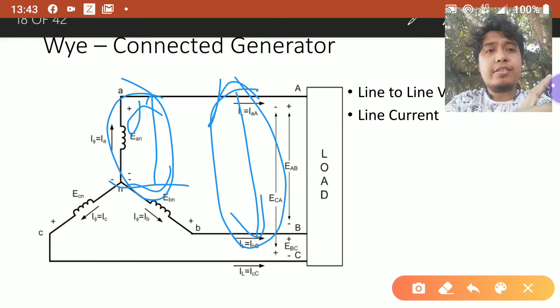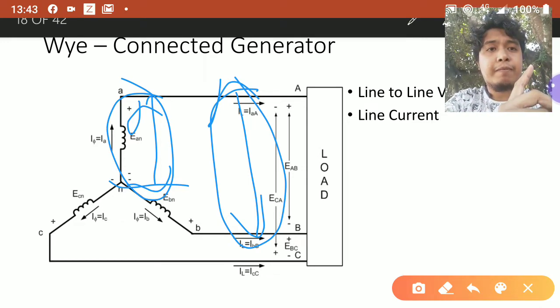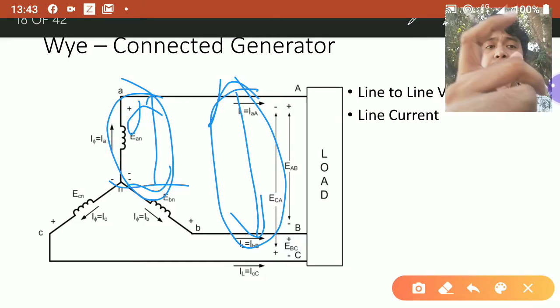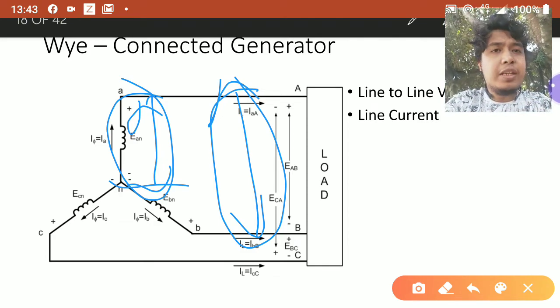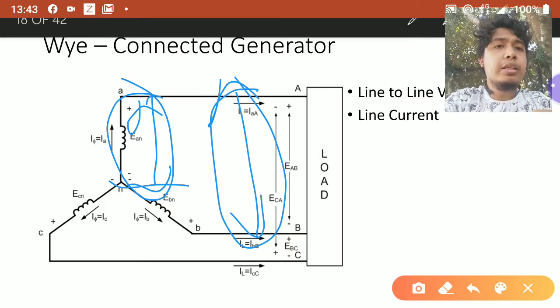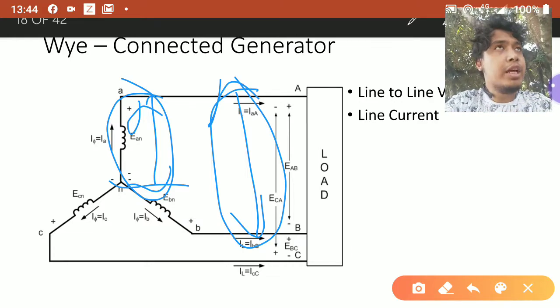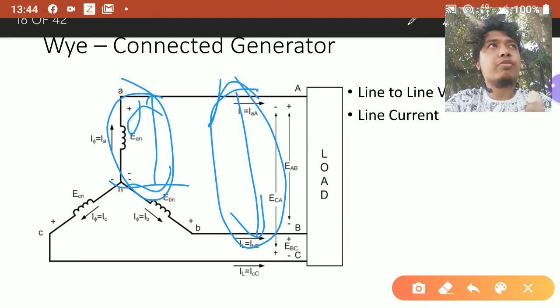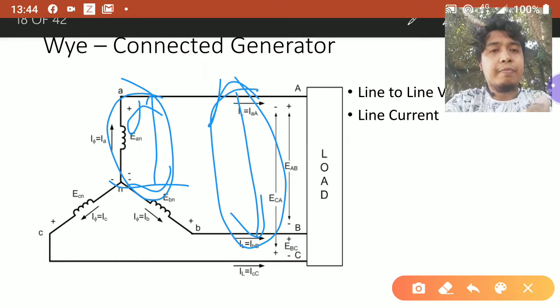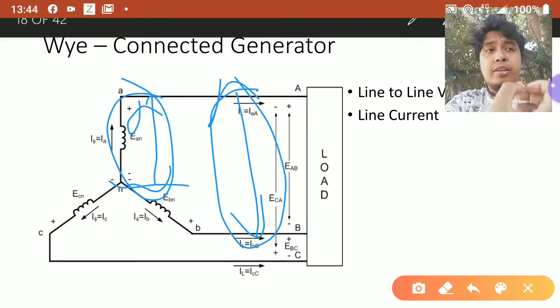It's always correct to say that the line to line voltage is greater than the phase voltage. Vectorially speaking, the line to line voltage in terms of magnitude is greater than the phase voltage by square root of 3. So if the magnitude of the phase voltage is 1, then the magnitude of the line to line voltage is square root of 3. If the magnitude of the phase voltage is V phase, the magnitude of the line to line voltage is square root of 3 V phase.